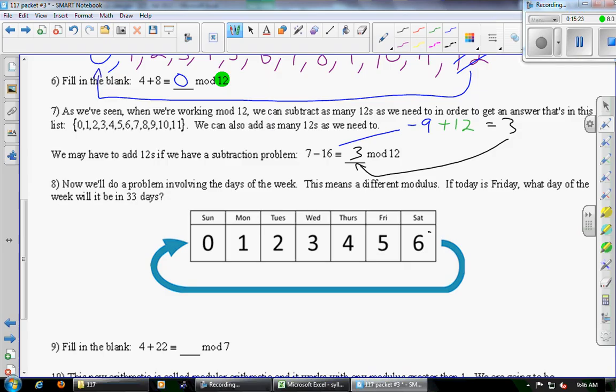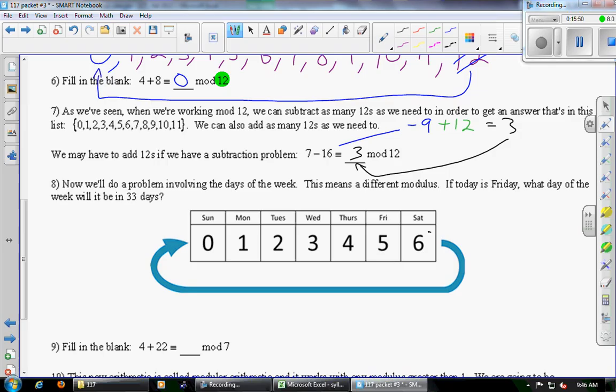So instead of subtracting a bunch of 12s, let's add some 12s. What do you get when you add 12 to this number? You get 3. 3 is the answer. Just add 12s or subtract 12s. You just got to do the right thing to get a number that's in the list that Melissa read to us. 0 through 11. Add 12, subtract 12s. Just get it in there.